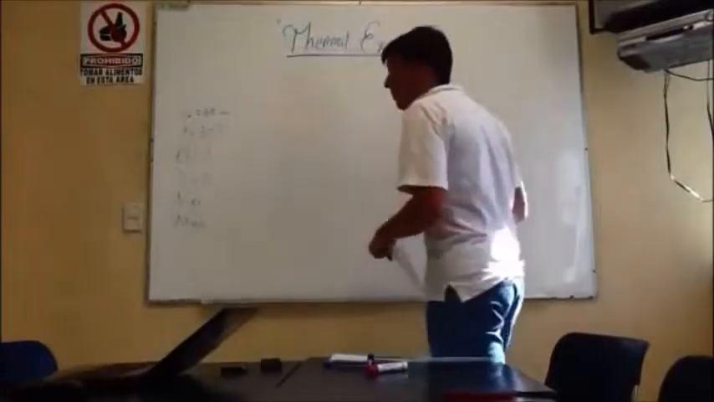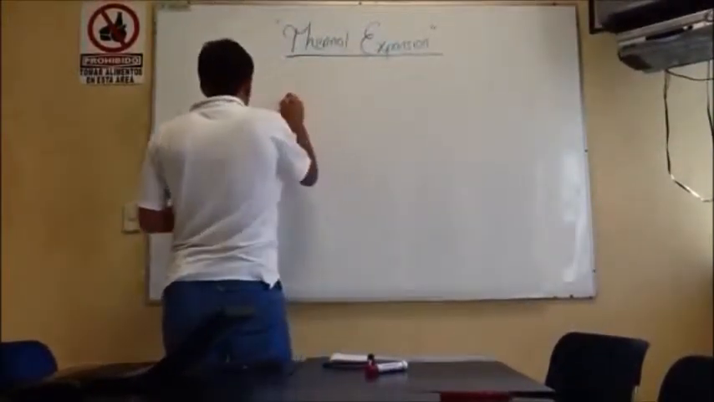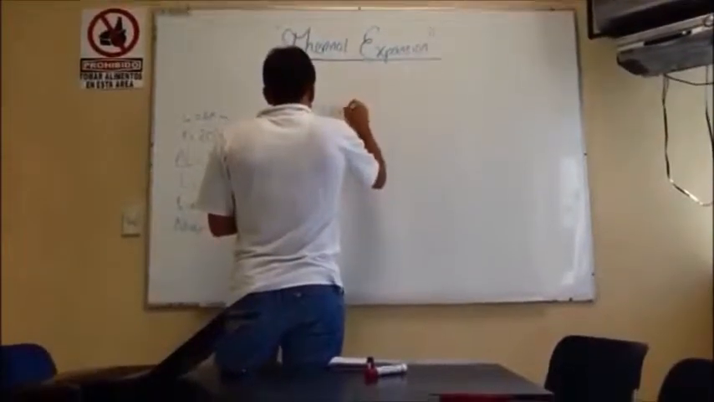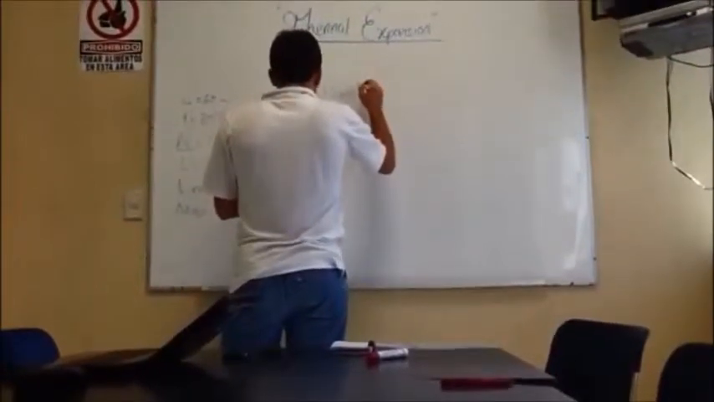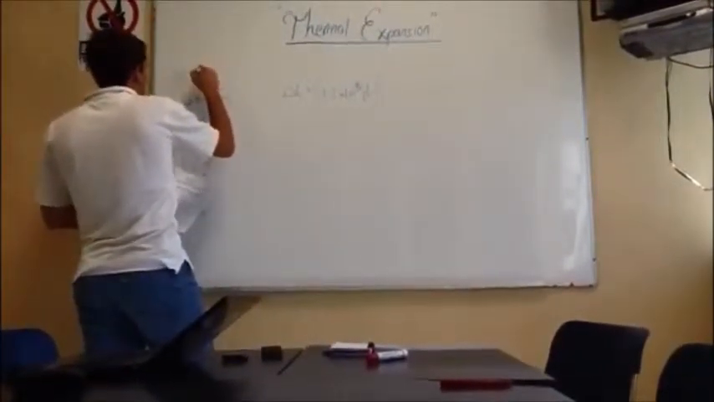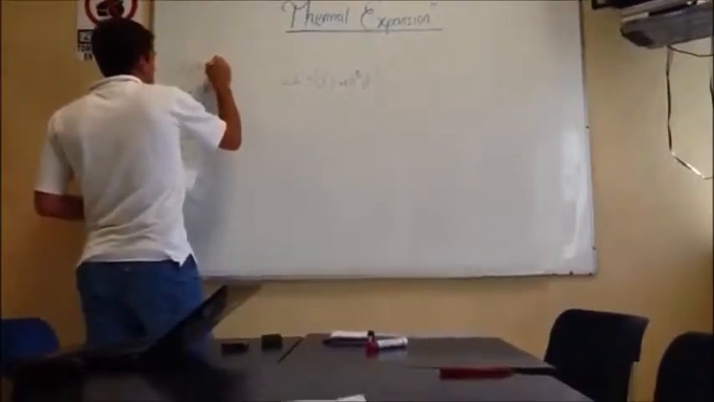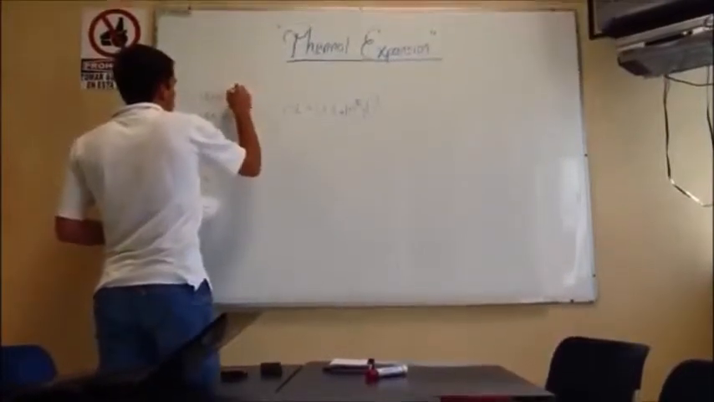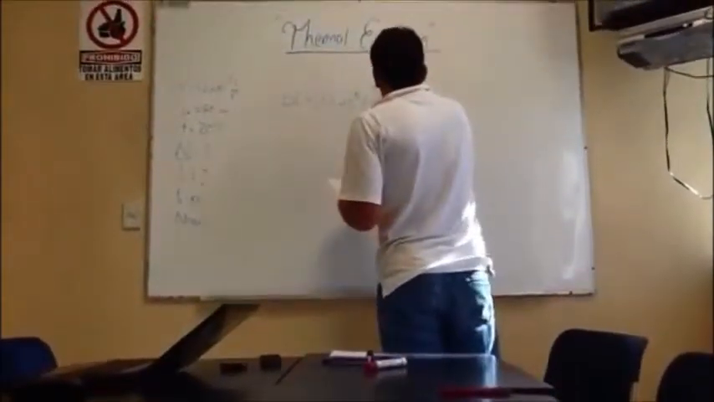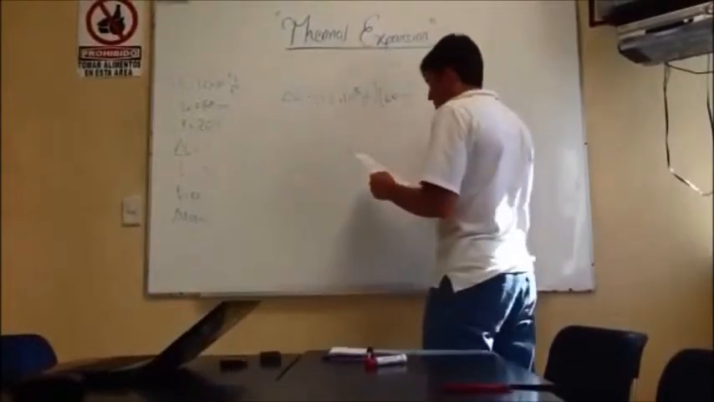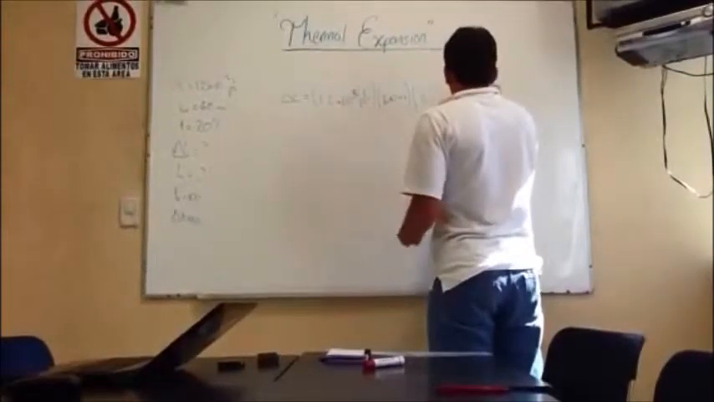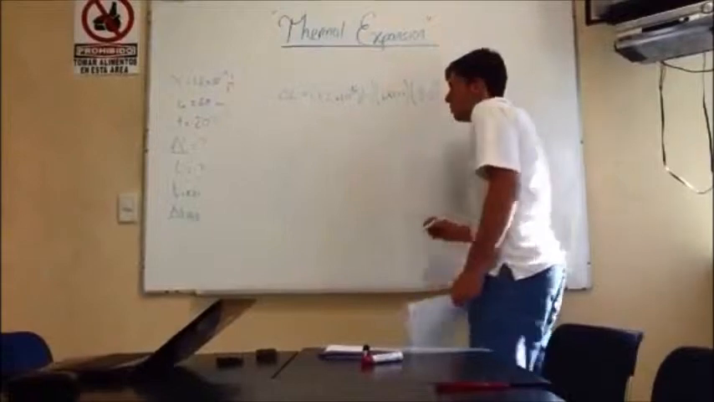Alright, so we just have to apply the formula that Eduardo told us. The change in length equals 1.2 x 10 to the minus 5 per degree. This is alpha, for iron, and it is given in the exercise, so we don't have to look for it. Then we multiply times the length times the change in temperature, which is 80. And this is equal to 0.057 meters, and this is going to be our answer. Thank you so much.